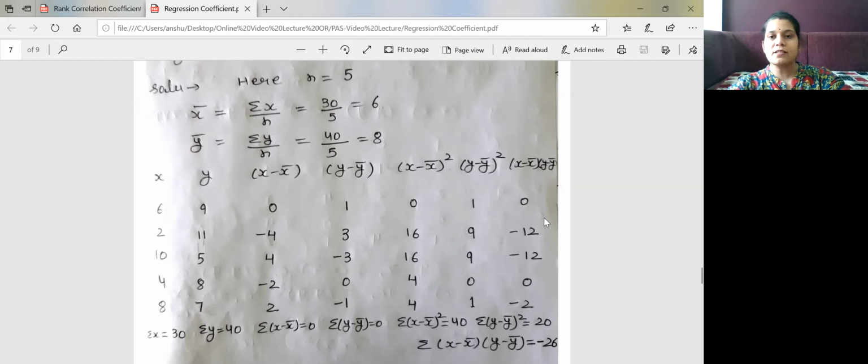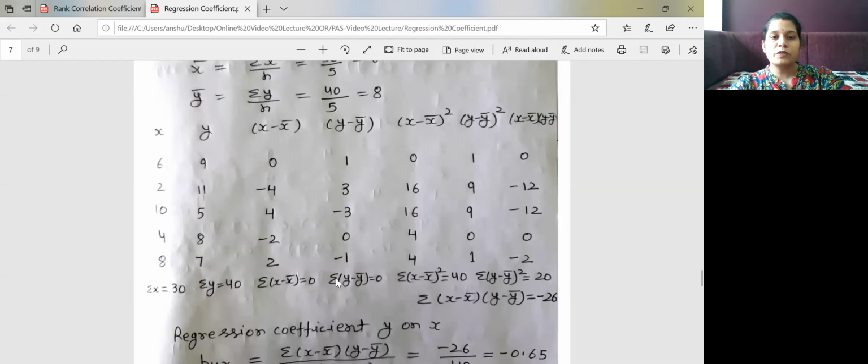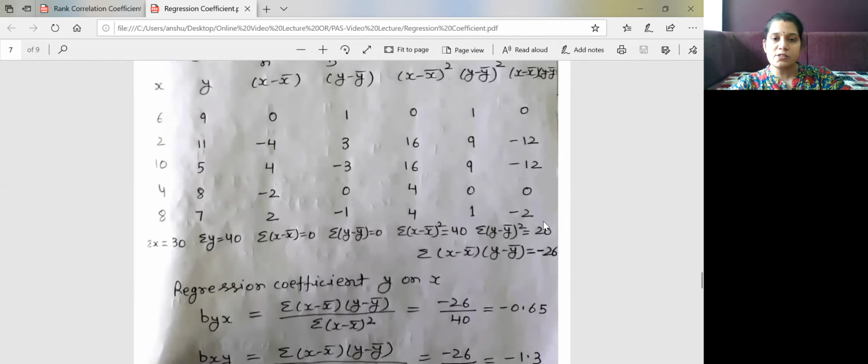And our last column is where we write x minus x bar into y minus y bar. So here this is the x minus x bar column and this is the y minus y bar column. So we write 0 into 1, 0, minus 4 into 3, minus 12, 4 into minus 3, minus 12, minus 2 into 0, 0, and 2 into minus 1 is equal to minus 2.